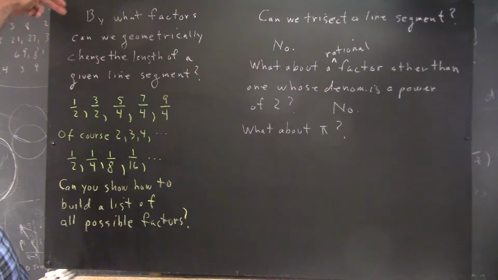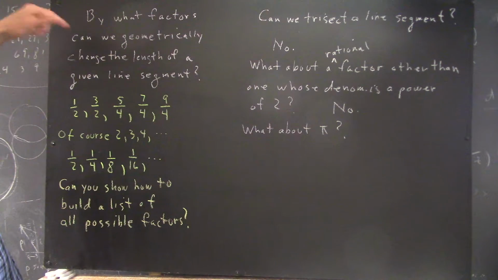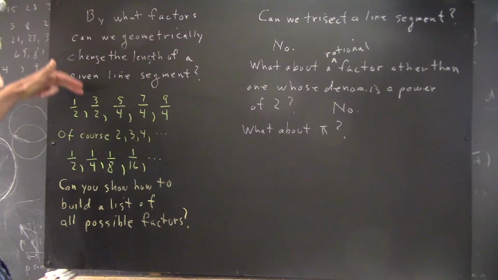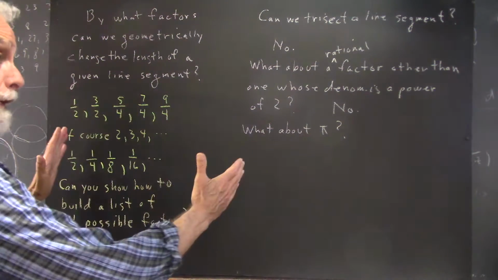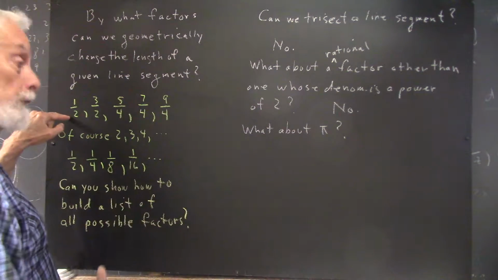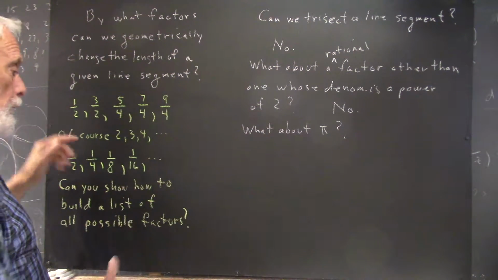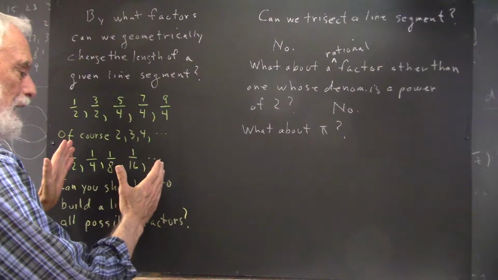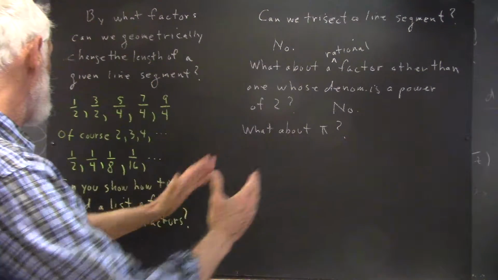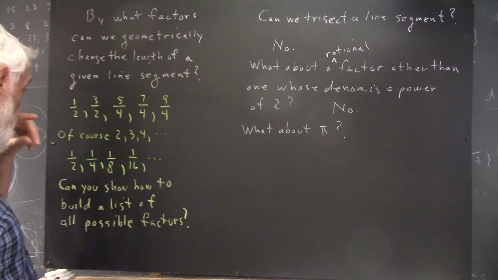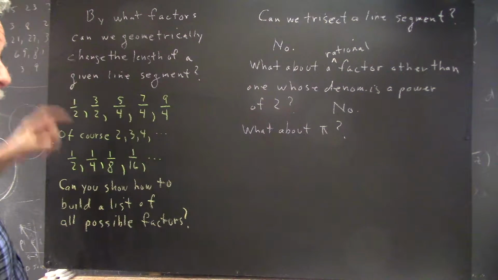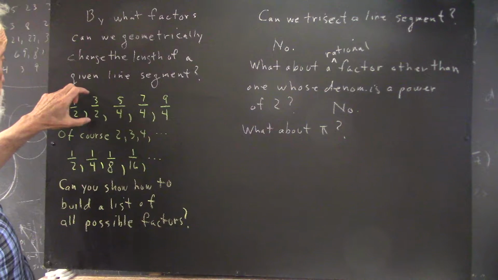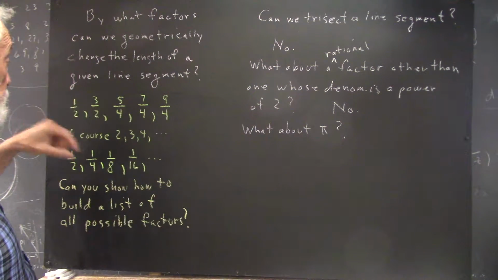Briefly, we ask the question, by what factors can we geometrically change the length of a given line segment? We've already seen that if we've got a given line segment, we can bisect it, so we get a factor of 1/2. We can bisect it and add half the length of the line to the original, and we do that with a compass and a straight edge, and we can get 3/2.